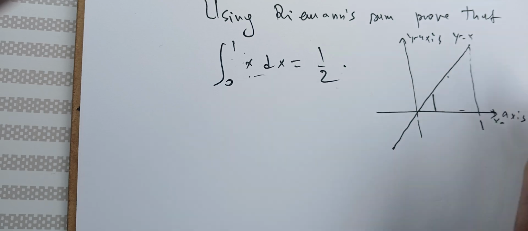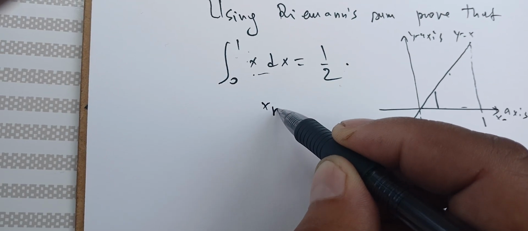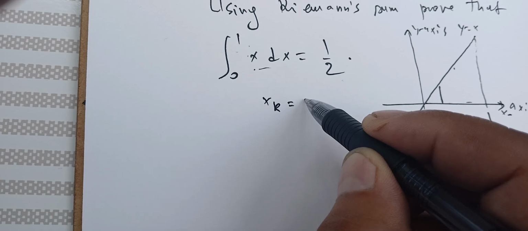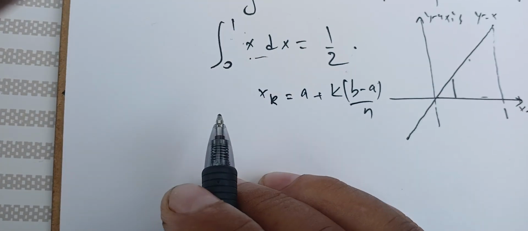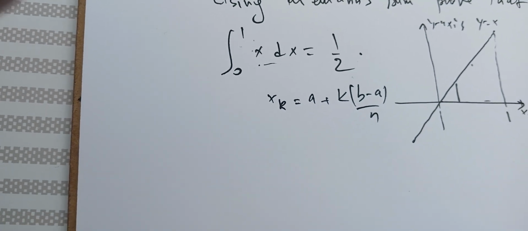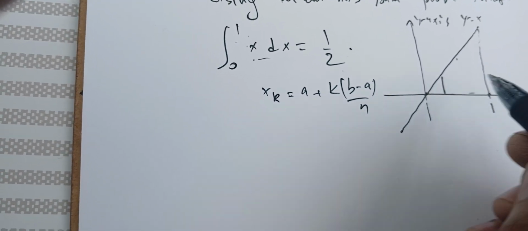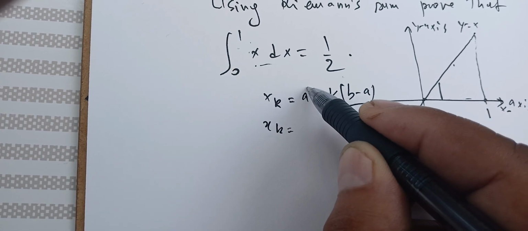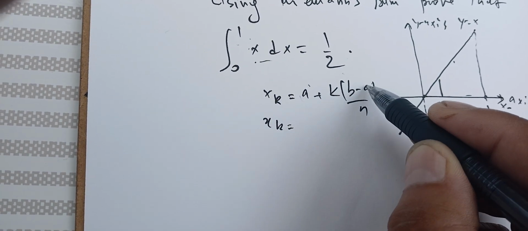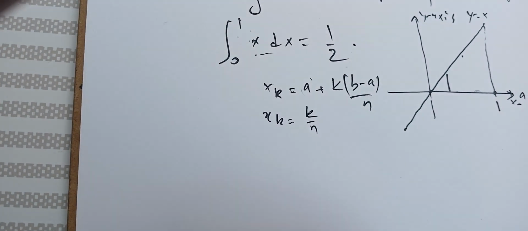Okay. For Riemann sum, we use subdivisions using sample points. x sub k is a plus k times (b minus a) over n. In our case, we start from 0 and go until the last one. So here a is 0 and b is 1, so x sub k is going to be k over n.